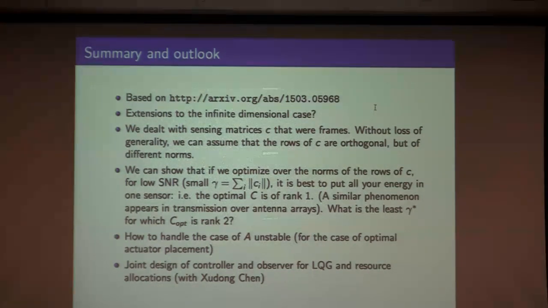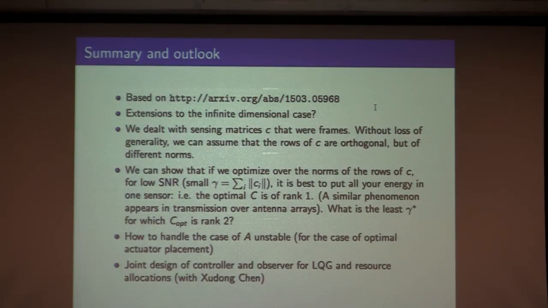And as your budget increases, at some point, you'll see a bifurcation. When the signal-to-noise ratio gets better, suddenly it's okay to buy another sensor. Analyzing at which level it is okay to buy this new sensor is something we do not know how to do yet. Another case that we can look at is the case of A unstable.